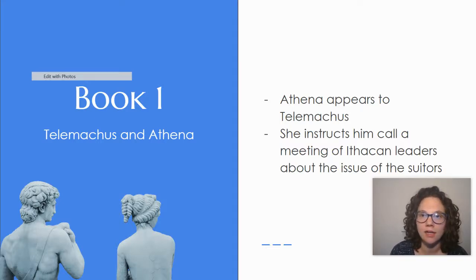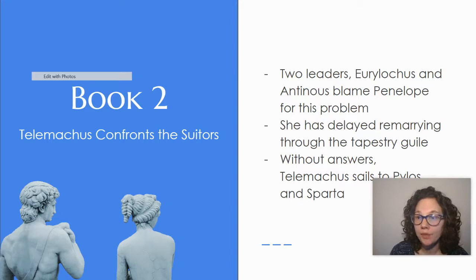So Athena appears to Telemachus. She tells him that you're not a kid anymore. You need to step up and you need to call a meeting to discuss what's going on in your kingdom. You need to be a leader. So what Telemachus does is he goes and he calls an assembly of Ithacan leaders. In book two, we actually get a meeting between him and the suitors that have taken over his house. He discusses the matter with Eurylochus and Antinous, who are the two main suitors. One of which, Eurylochus, is a little bit more even keeled. Antinous tends to be an instigator, extremely rude, and he's purposefully egging on all of the other suitors to eat Penelope and Telemachus out of house and home.